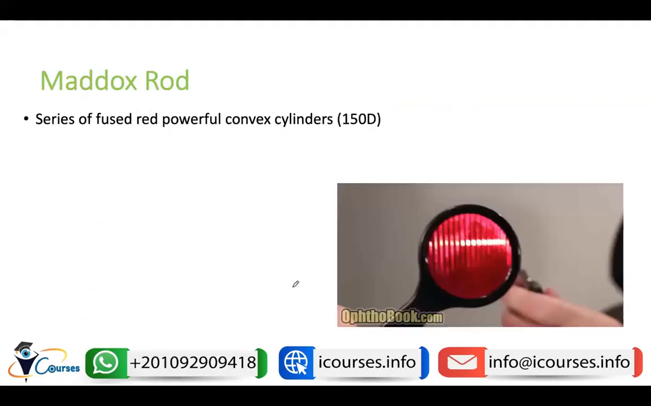Let's see this in more illustration. We mentioned before that the Maddox rod has a convex lens. As you can see here, this Maddox rod is oriented vertically, and it will result in a horizontal line. This is because it is formed of powerful convex cylinders, and we know that convex cylinders form an image perpendicular to their meridian.